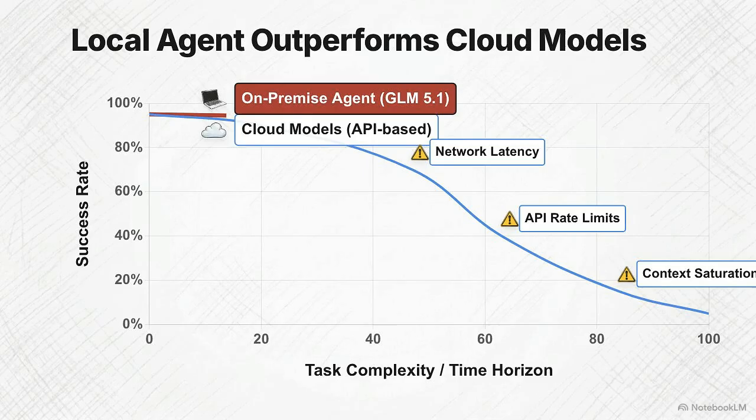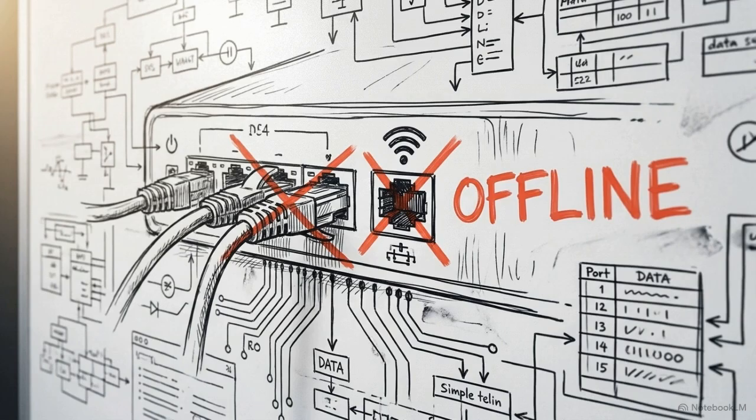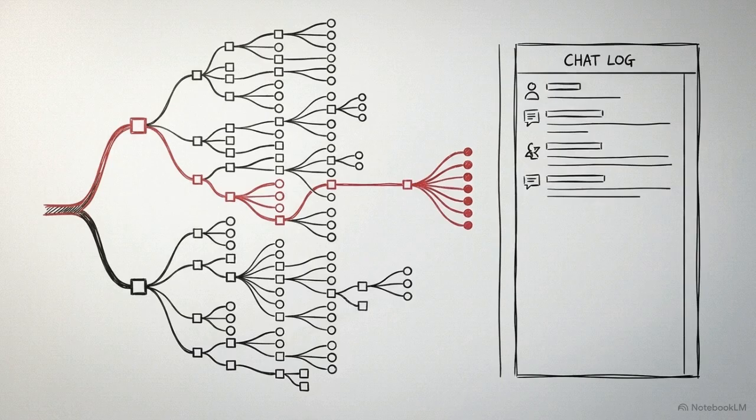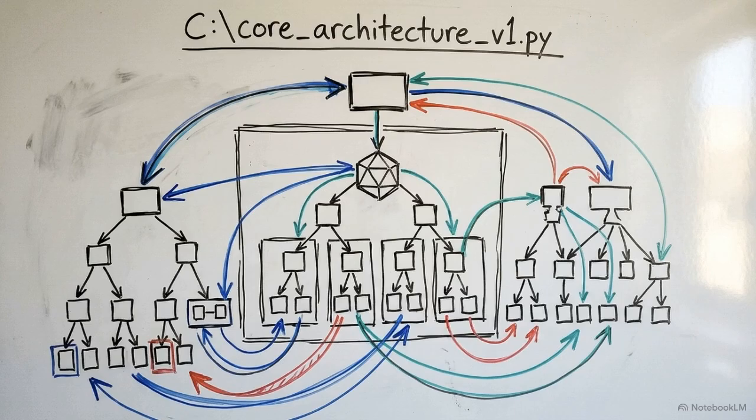When we plot the local GLM loop on the same graph, the success rate stays relatively flat, maintaining high accuracy much further along the horizontal axis. Running local inference completely eliminates external bottlenecks. There is zero network latency and absolutely no rate limiting, which allows the agent to execute hundreds of micro-iterations per minute. Furthermore, local state management allows the system to store code updates directly to the file system, rather than relying strictly on conversational memory. This prevents the model from forgetting early architectural decisions during a long build process.